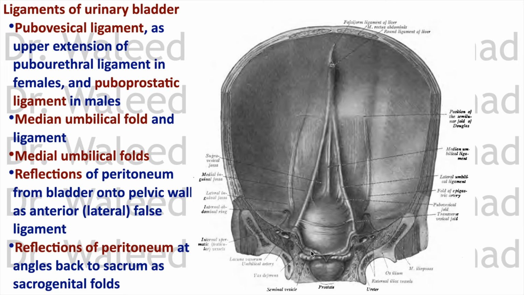The sacrogenital folds, reflections from the angles to the back, to the sacrum, are called the sacrogenital folds. They are considered ligaments. The transverse folds you can see here at the superior surface are considered ligaments. All these reflections of peritoneum and true ligaments fix the bladder in position. So they are considered as ligaments of the urinary bladder.